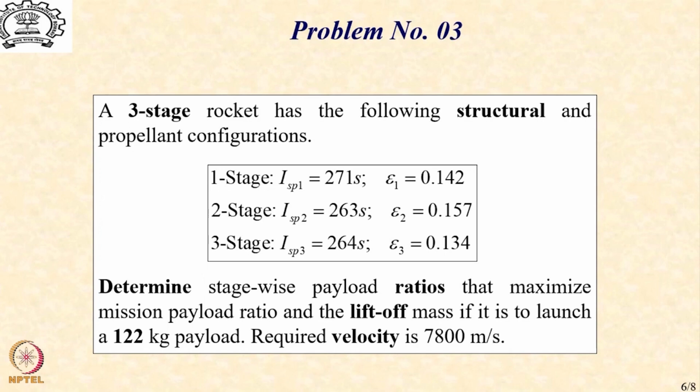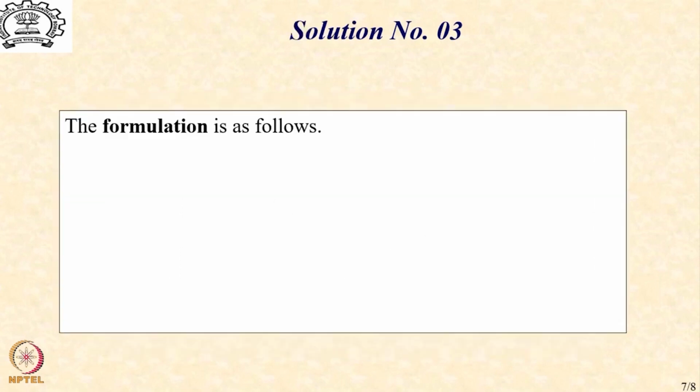In this context, it might be worth noting that the velocity which is specified in this problem corresponds to the spacecraft forming a circular orbit at 200 kilometer altitude. So this is how the spacecraft mission requirements would appear in the form of rocket configuration design. Let us proceed with the solution. So first let us look at the basic formulation.